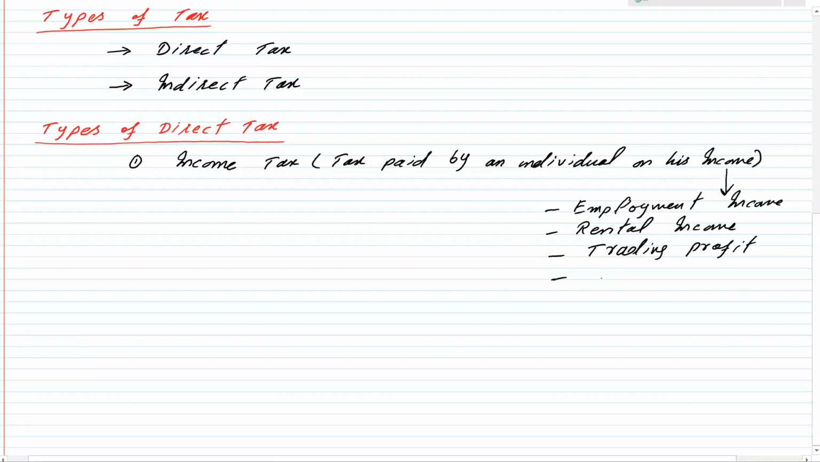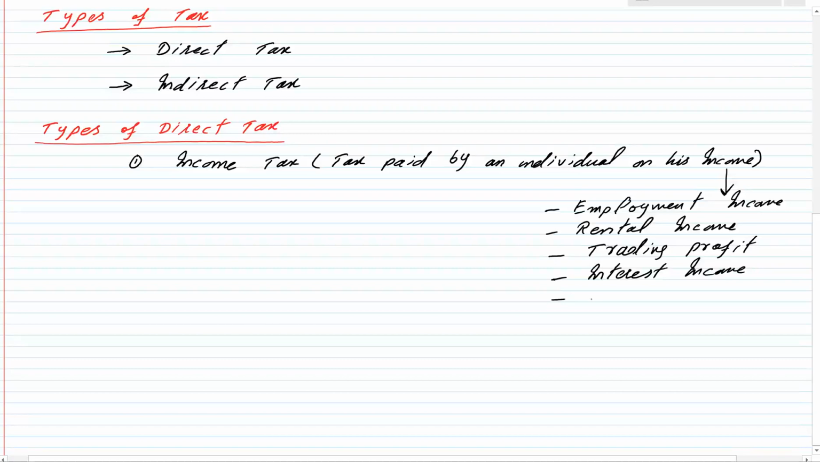Next one, if I have deposited my money, if I have invested my money somewhere, obviously I'm going to receive returns on those investments. And that type of return is called interest income. For example, if I have deposited my money in my bank account, I'm going to receive interest on my bank deposits, and that is also an income.